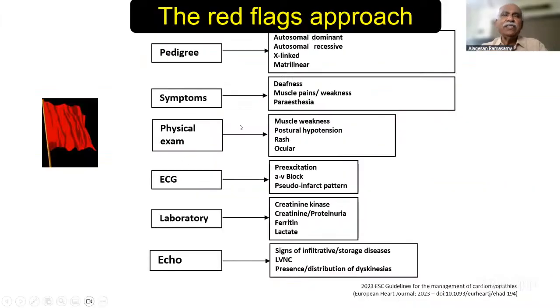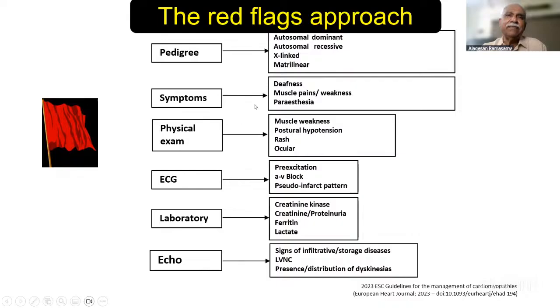How to diagnose the other non-HCM causes? In these patients, you should follow what is called a red flag approach. A red flag approach is to study the pedigree: if you have a child, whether the father is affected or the grandfather is affected, how the siblings are affected. If you put together a genetic tree, then you can identify the inheritance pattern from which we can get an idea about the disease.